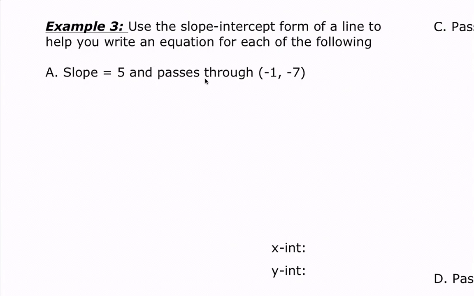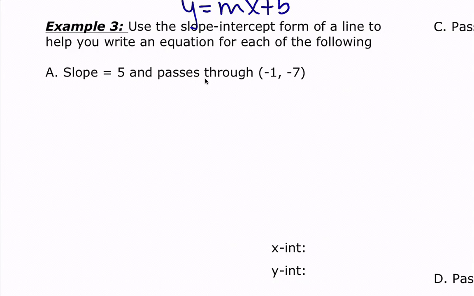On this one, we're trying to write a slope-intercept form of a line that has a slope of 5 and it passes through the point -1, -7. Okay, so remember slope-intercept form. So above that, we're going to write y equals mx plus b. I want to write that equation. So in order to do that, I need the m and I need the b.